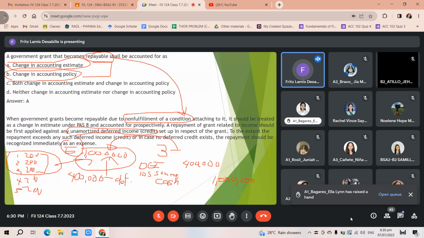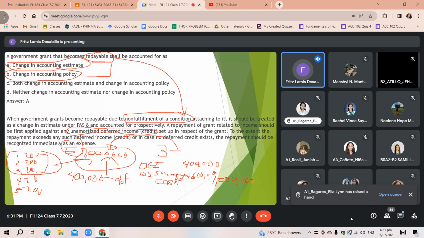So take note guys, this is only applicable for grant related to income. Different po ang accounting nato sa grant related to asset. Okay, so any question on this one? So to the extent that the repayment exceeds the deferred income, in case no deferred, the repayment should be recognized immediately as an expense. Okay, so this is the journal entry.